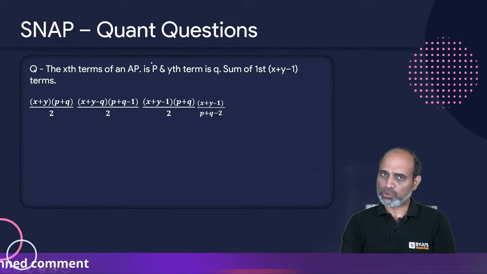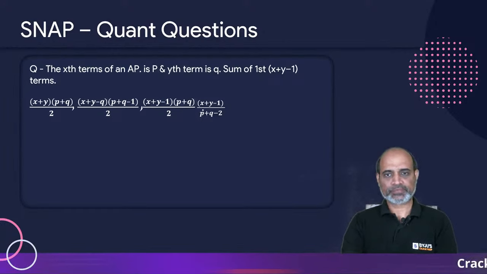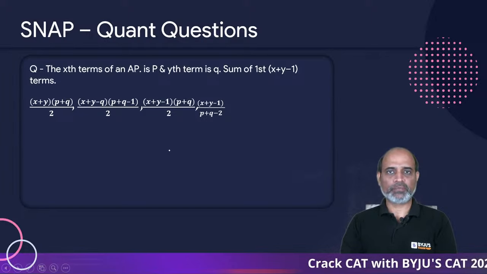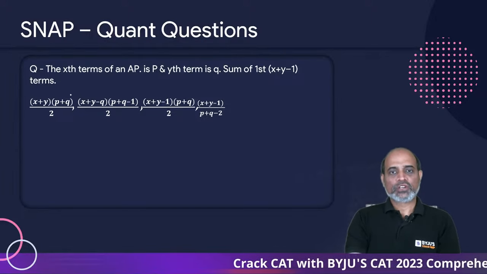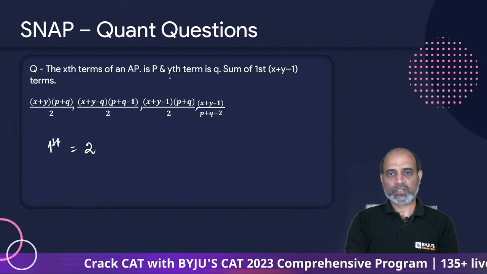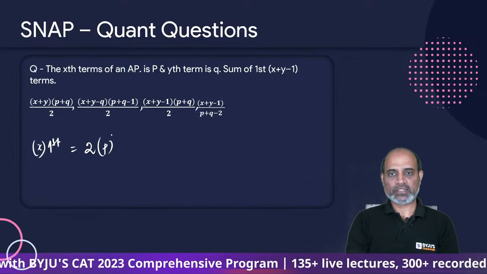Either you will leave the question, because if you look at the options, they are not easy, right? Or what you can do is solve it by assuming things. So the first term of an AP is, let's say, 2. So this is our P and this is our X.